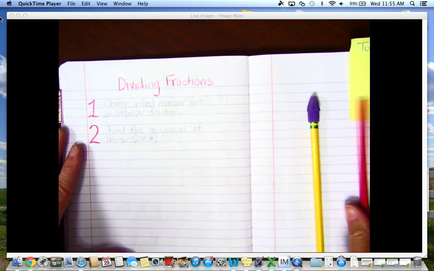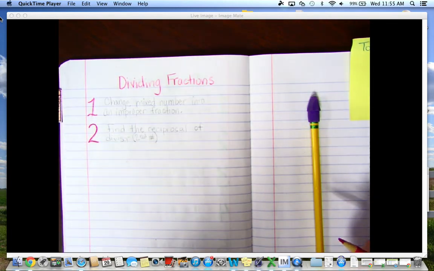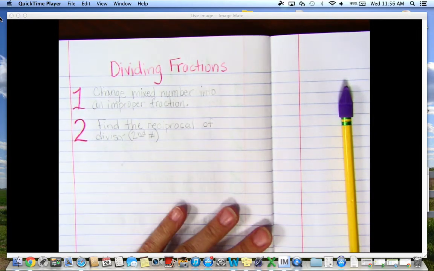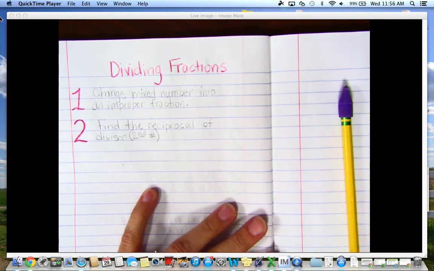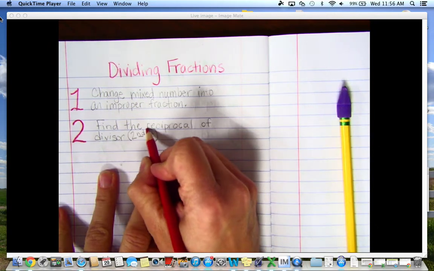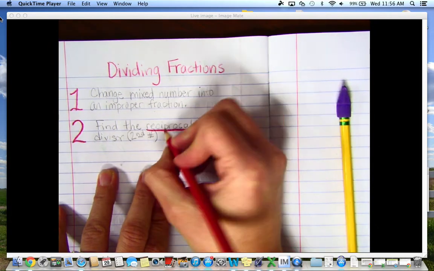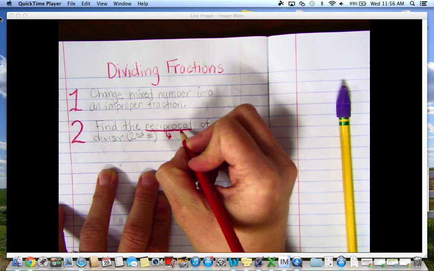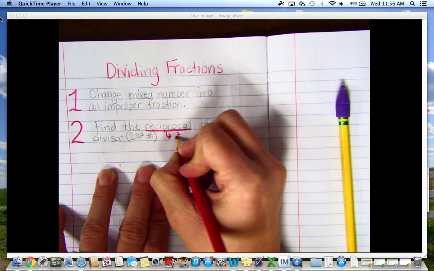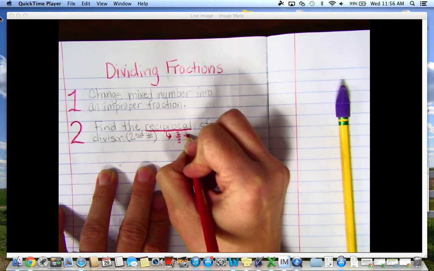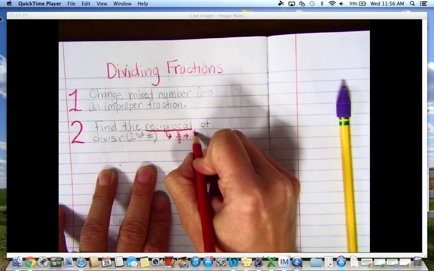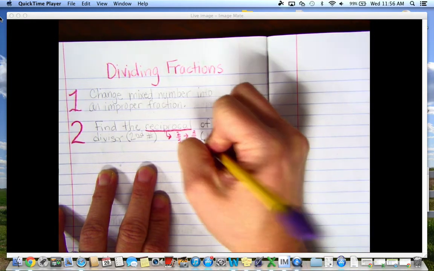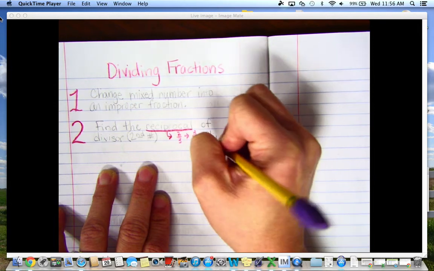Now I'm going to use my colored pencil here, and I am going to give myself a little picture, kind of like we did when we cross-simplified on our multiplying notes. My reciprocal, I'm going to underline that, tell myself with an arrow, that means 2/3 becomes 3/2. Or I'm going to flip that second number.